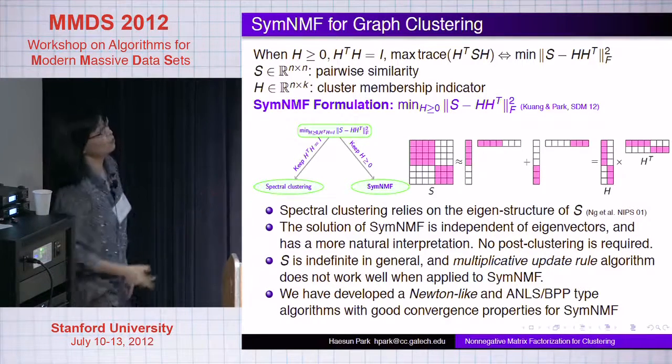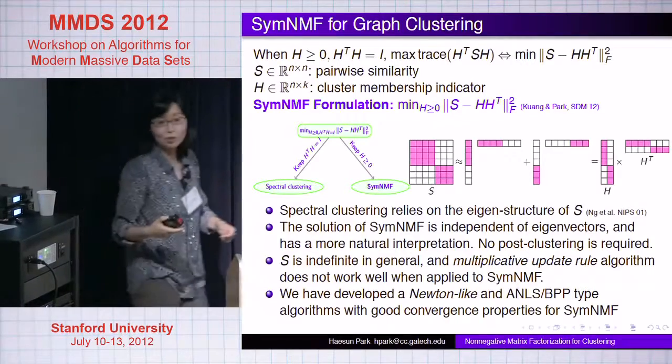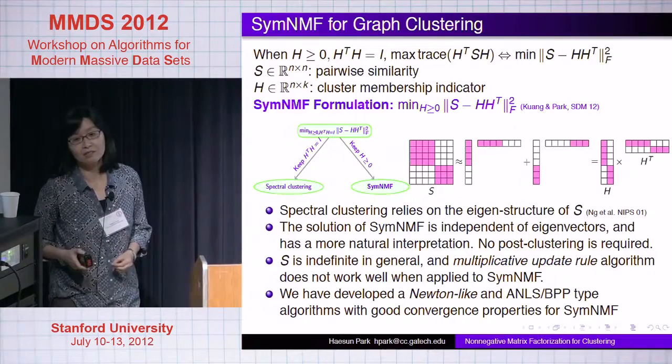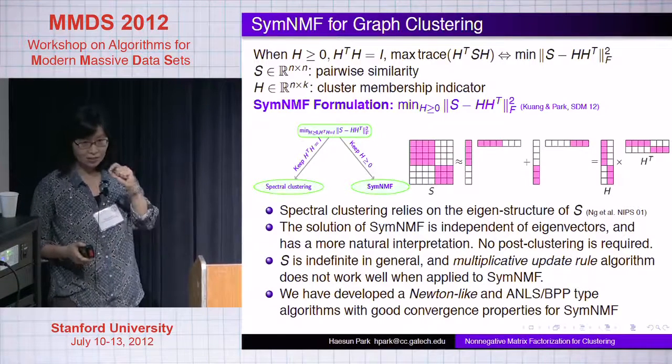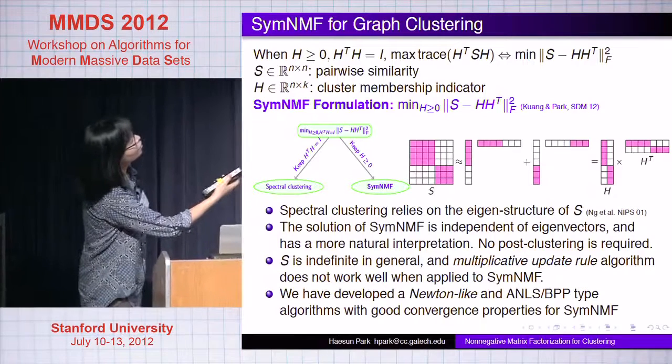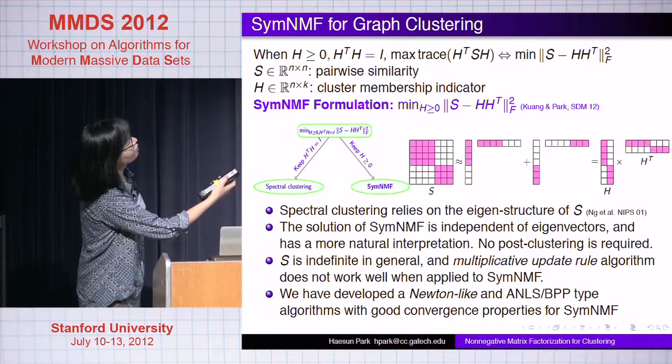And how does it work well? We don't do post-processing. We don't do K-means clustering again. We just use H as a cluster membership indicator matrix, and find the largest component as the cluster membership. So this is conceptually explaining what's going on.